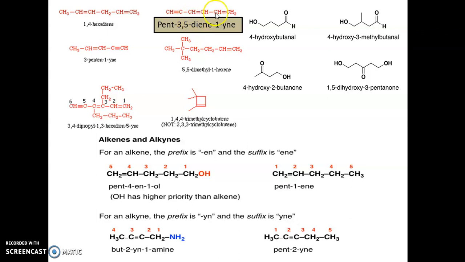The second priority group is 3,5-diene, then the carbon chain hex, and then the main functional group yne, that means alkyne. So what is the position? 1. So 1-yne. So you can write this compound as hex-3,5-dien-1-yne. Okay, 3,5-dien-1-yne.